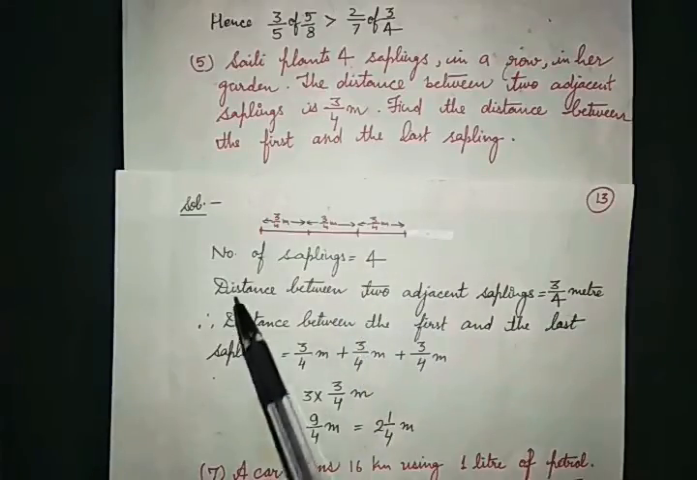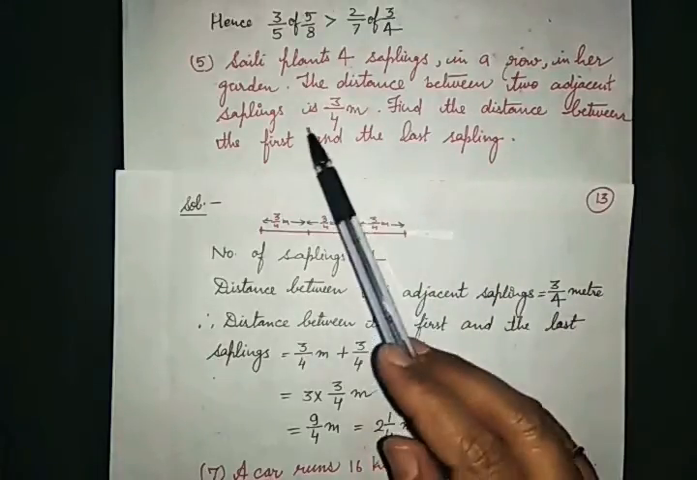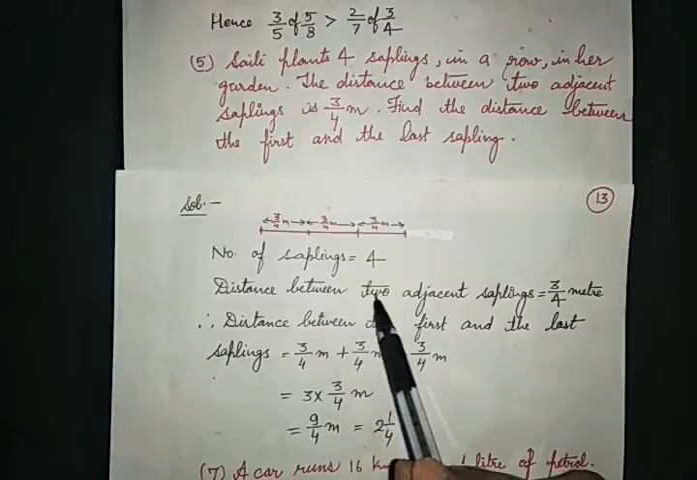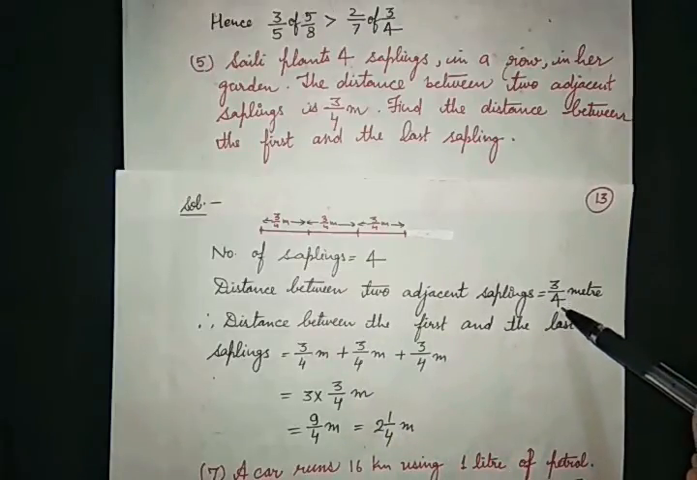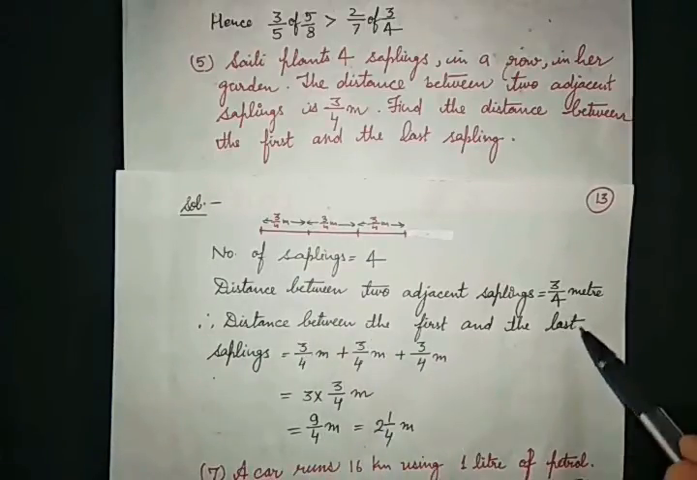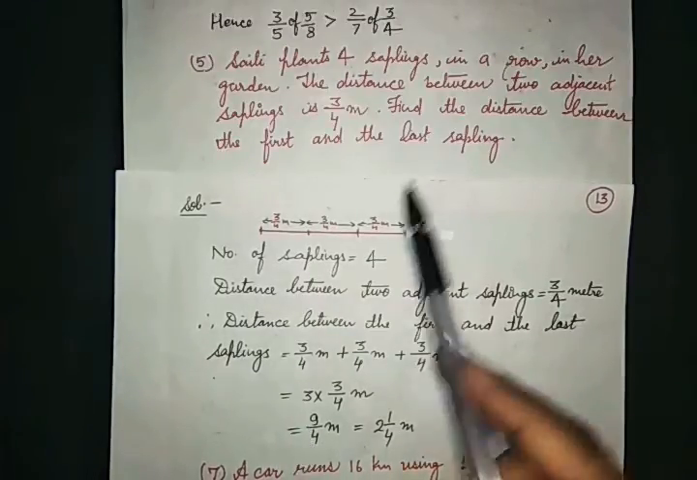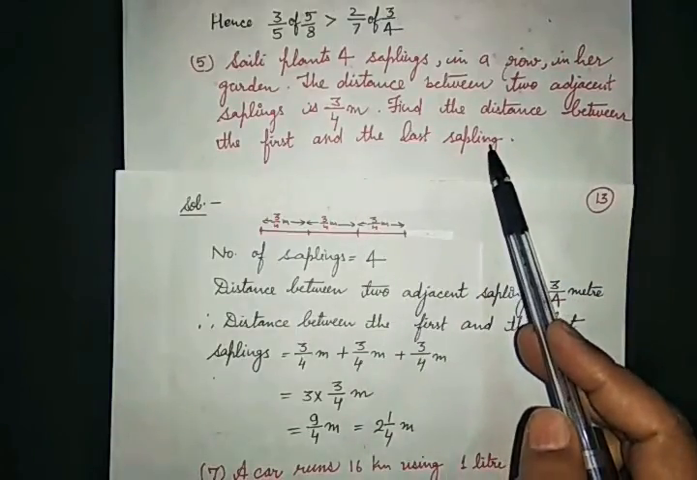And the distance between two adjacent saplings is 3 upon 4. So here you will write, distance between two adjacent saplings is equal to 3 upon 4 meters. Therefore, you want to find out the distance between the first and the last saplings, because here the question is to find the distance between the first and the last sapling.